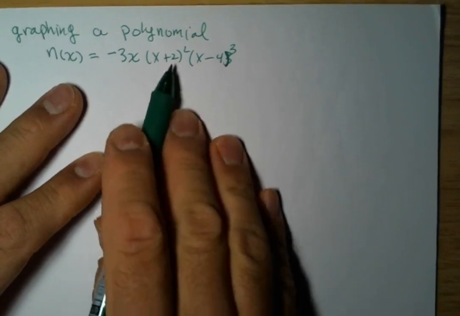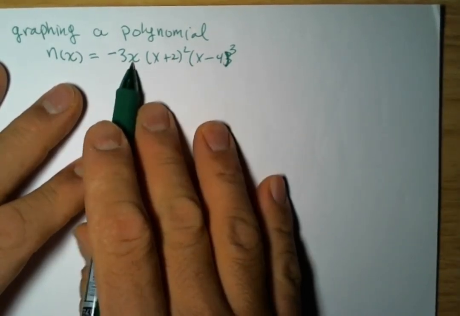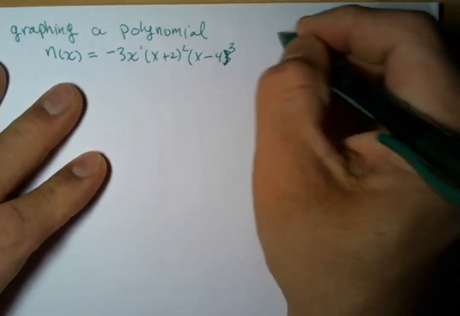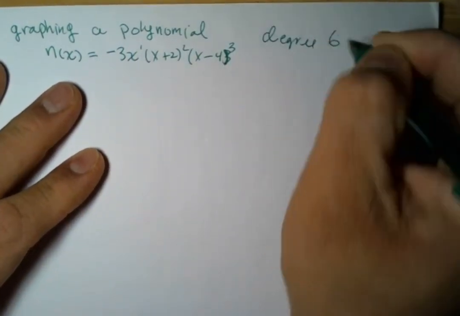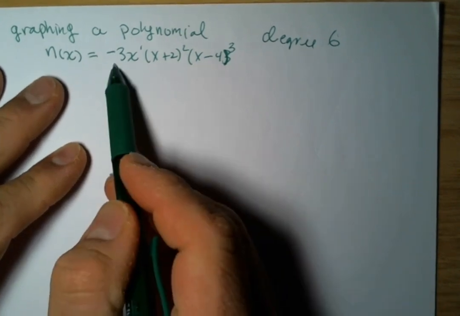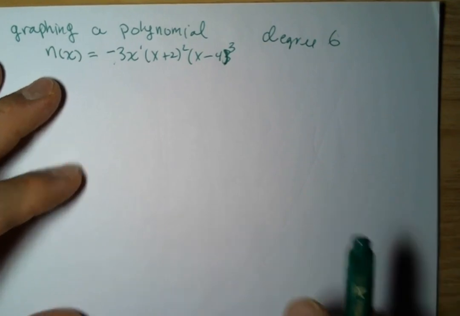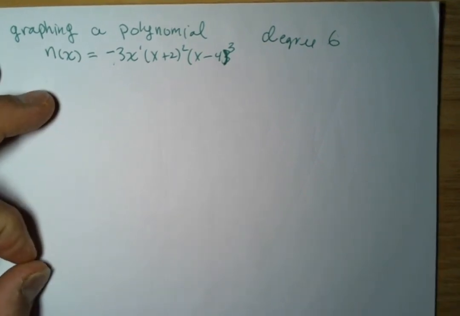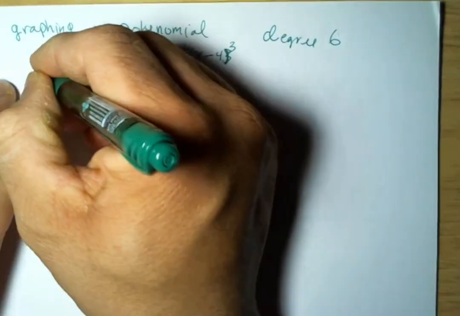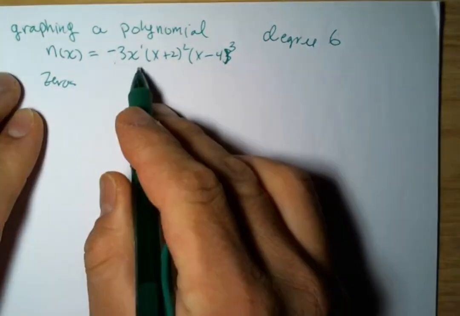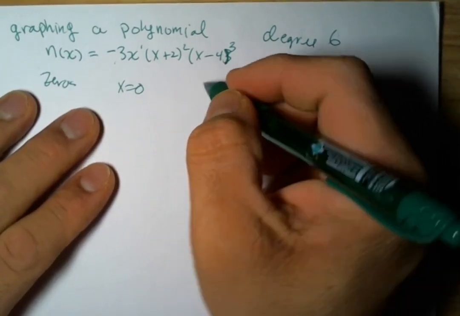Right away we notice that we have multiplicity 3, multiplicity 2, multiplicity 5, and then this one is multiplicity 1. So we have a polynomial of degree 6. Also, the leading coefficient is going to be negative, so I already know the behavior is going towards negative infinity on both ends, due to the evenness of the degree.